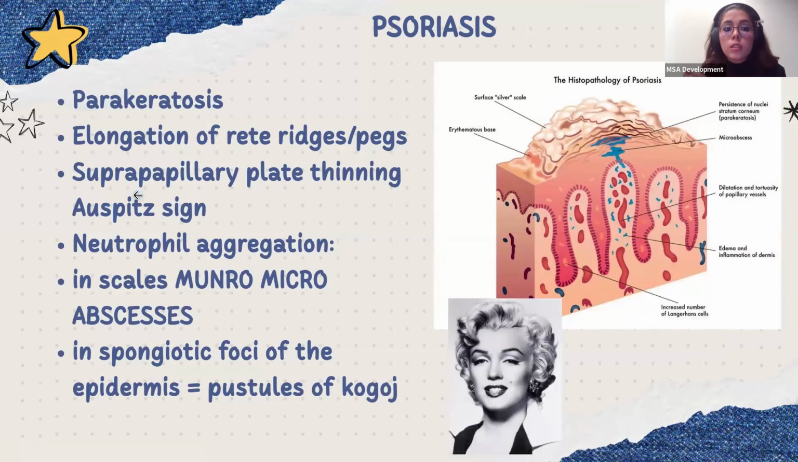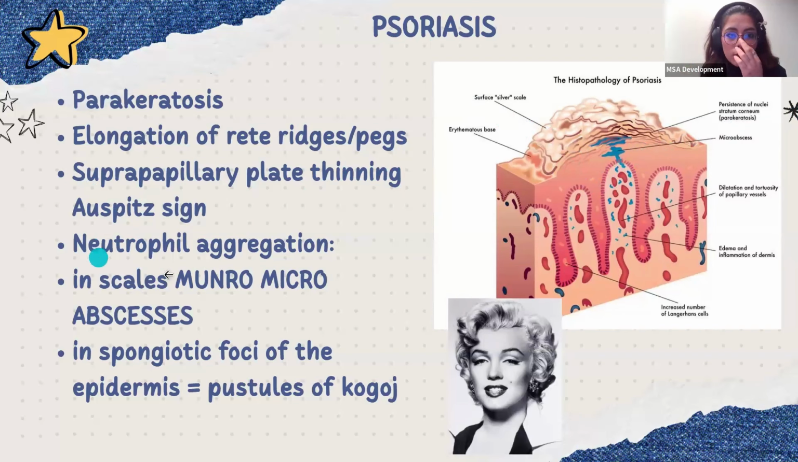Suprapapillary plate thinning, which is Auspitz sign. They most likely will mention Auspitz sign. What I'm talking about right now is that you have skin, you itch. When you itch, you have tiny, tiny blood drops coming out. It's mainly because the skin is too thin and too fragile. So when you do this, you're taking off the top layer and it's causing a bit of bleeding.